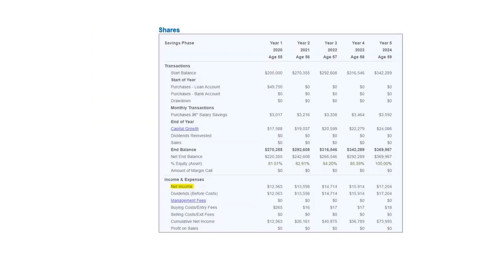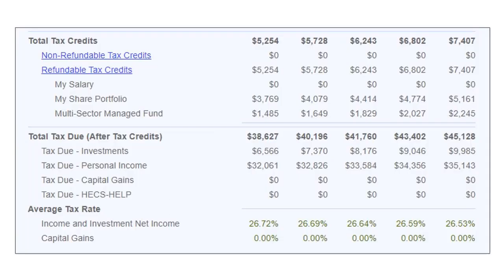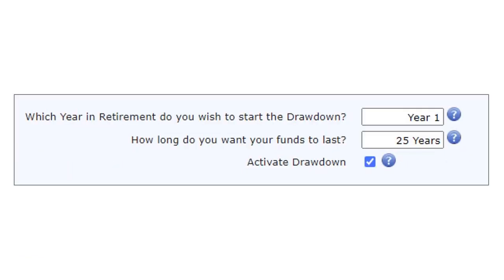In this example, the account shows whether the funds have been transferred to the transaction account or reinvested. In this case, they have been transferred to the transaction account to help fund the loan expenses. In both accounts, the value of tax credits is not displayed. However, the tax credit is added to the dividend in the tax estimator, together with the value of tax credits being displayed as either refundable or non-refundable. In both cases, the drawdown has been activated to draw down the funds over 25 years commencing in year 1.